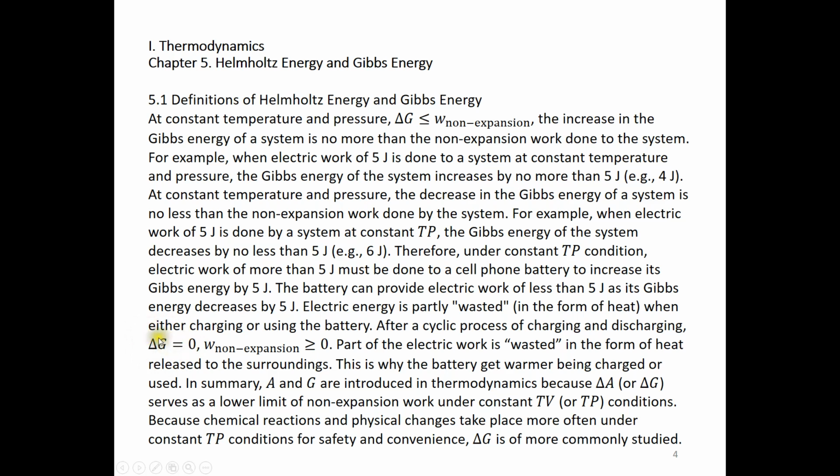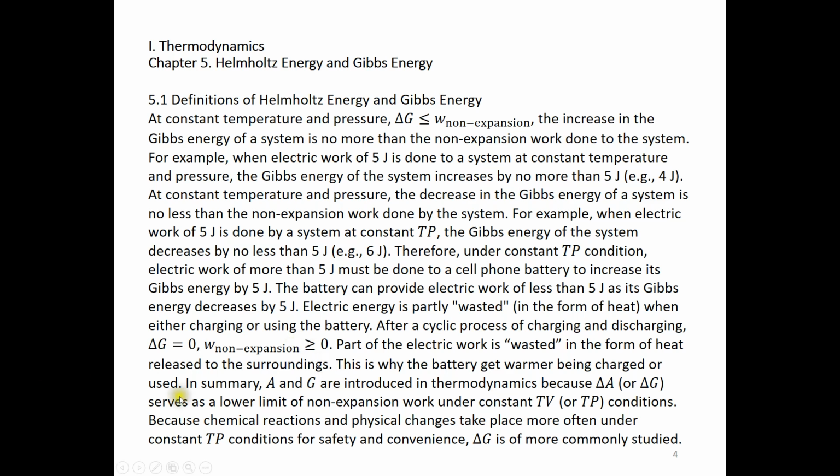So the Gibbs energy of your cell phone battery should be unchanged after a cyclic process, because G is a state function. But W non-expansion overall should be greater than or equal to 0. The equal sign holds only for reversible processes. For irreversible processes, the non-expansion work is greater than 0, and then Q of the system should be less than 0. Heat is released to the surroundings. That increases the entropy of the surroundings, and overall it increases the entropy of the universe. So it's an irreversible process.